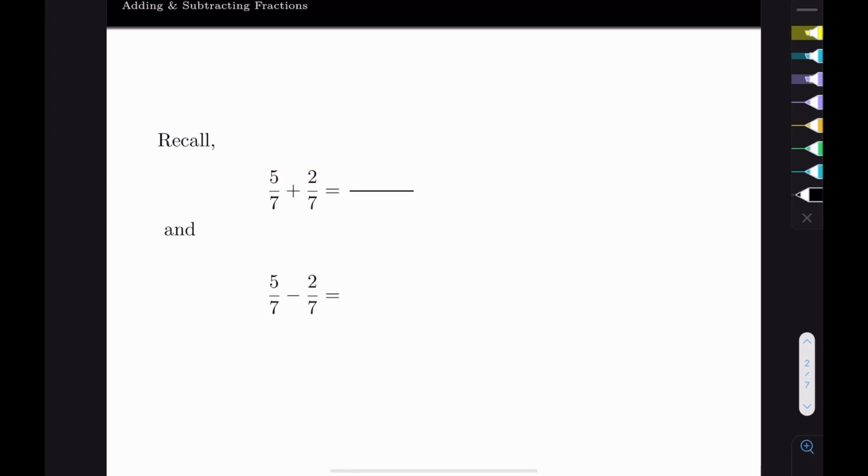So we can put this as a single fraction with 7 in the bottom, and we go ahead and add the numerators. That gives us 7 in the top, 7 in the bottom, which simplifies to 1. To subtract, same thing, as long as they have the same denominator, we go ahead and just subtract the numerators. And so that leaves us with 3 in the numerator and still a 7 in the denominator.